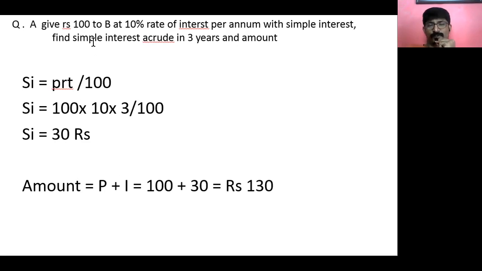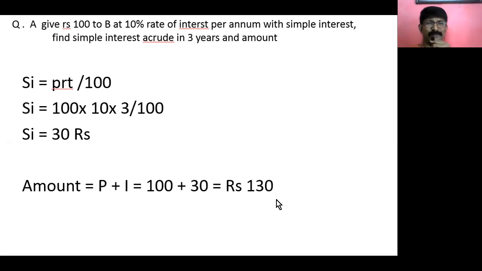So these are the specific style of questions. Find simple interest and the amount. Okay. So how to calculate the simple interest? Simple interest will be PRT upon 100. So principal is 100, time is 3, and rate is 10. So 100 into 10 into 3 divided by 100. If we cancel these, we're going to get simple interest as rupees 30. Now what will be the amount? Amount will be nothing but principal plus interest. Principal was 100, interest is 30. So 100 plus 30 is rupees 130.